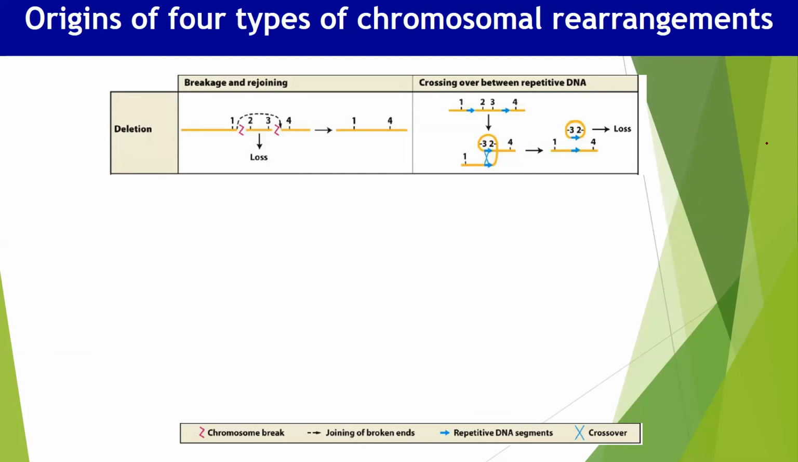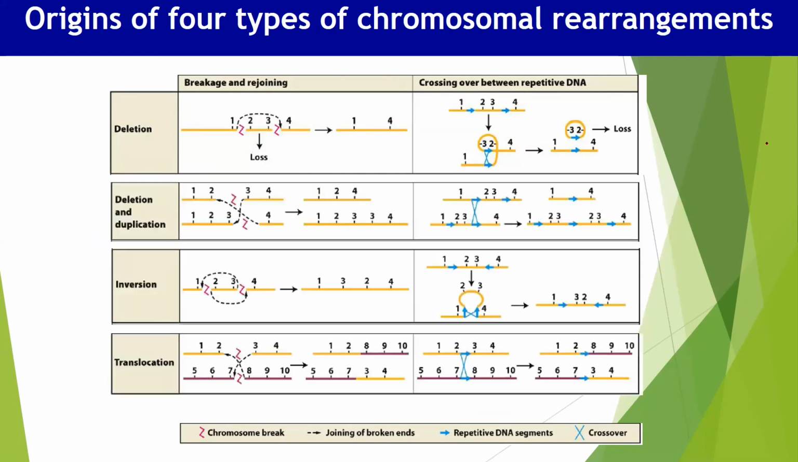All right. So this slide just shows the mechanisms that cause the different changes in the chromosomal structure in the previous slide. So deletion. So this is one way. Deletion. So this is a single chromosome.